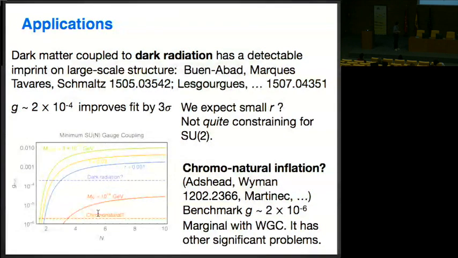There's another theory called chromonatural inflation. It's a particular theory of inflation. I'll say a little bit more about it later in the talk. But they want a coupling of something like 10 to the minus 6. And so you can see that really implies a pretty low cutoff.